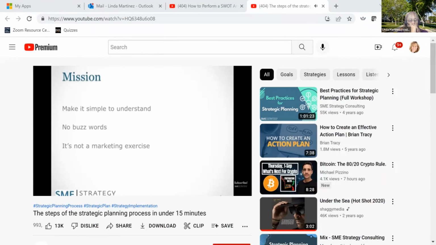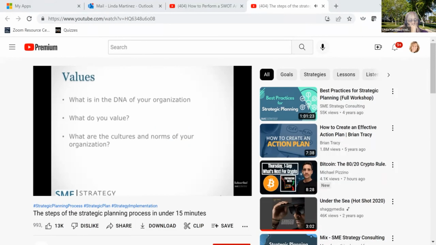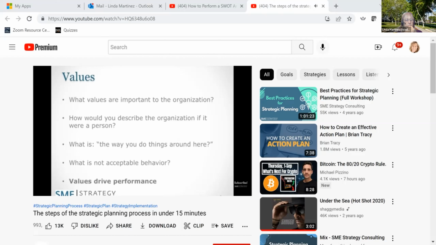So the next piece that helps the mission stay together are values within the organization. You can use values or culture, but it's really the DNA of your organization. What do you value currently within the organization? What are the cultures and norms of your organization and of your people? Why are they important? What values are important to them? How would you describe the organization if it were a person, good or bad? What is the way we do things around here if you're explaining it to somebody new?